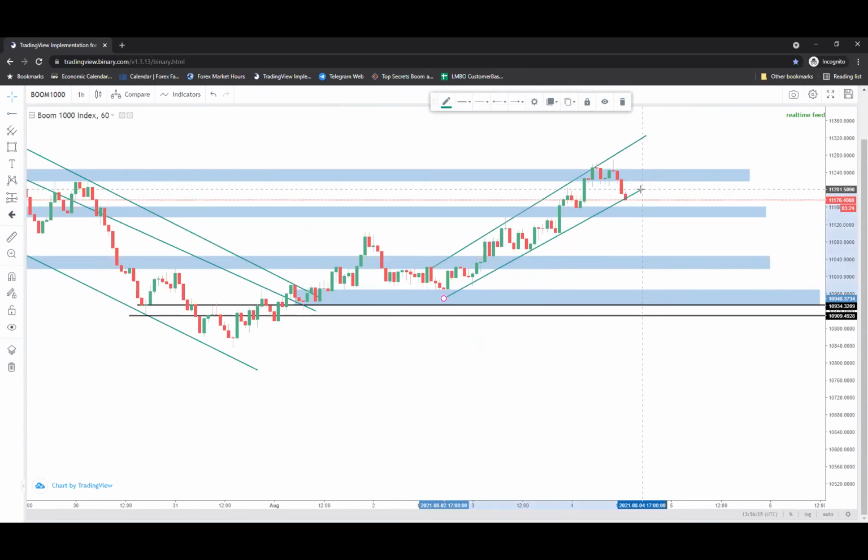It doesn't matter if the body is crossing your trend line. Sometimes what happens is the market goes below, makes a fake breakout and comes back into the channel. So you will have to wait for that.